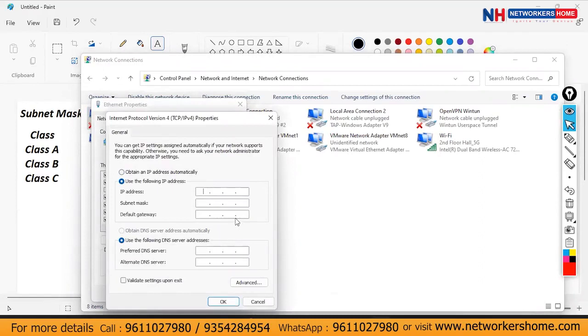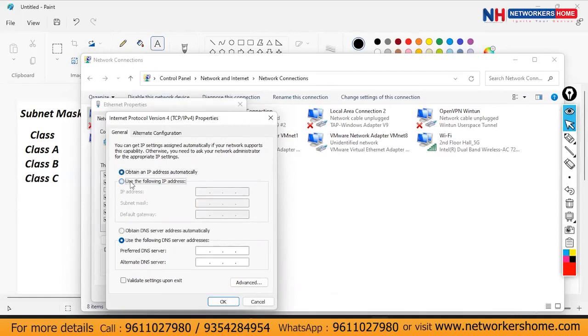Okay, so I have to provide the IP address. First of all, I'll provide an IP address for class A. So this is for class A, correct? Now I'm not going to type anything in my subnet mask. Below this, we have the subnet mask. I'll just press tab, and do you see it is automatically taking the default subnet mask, correct?